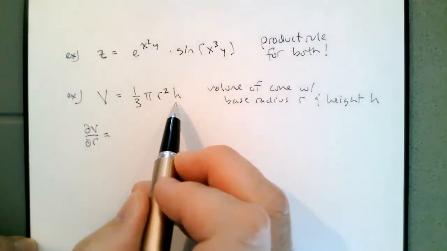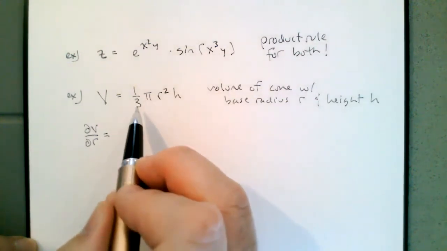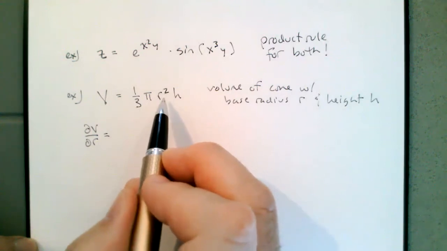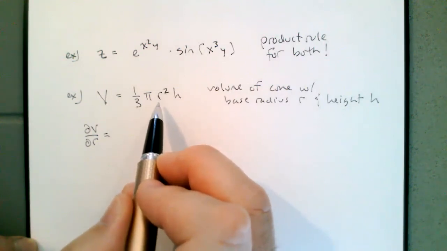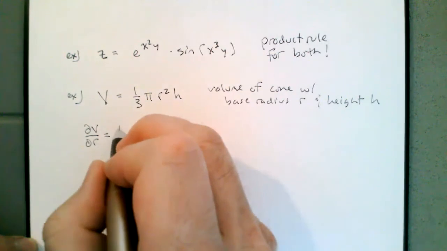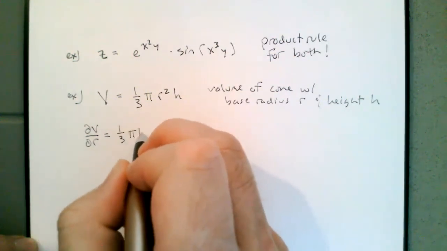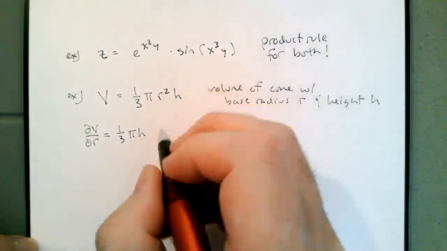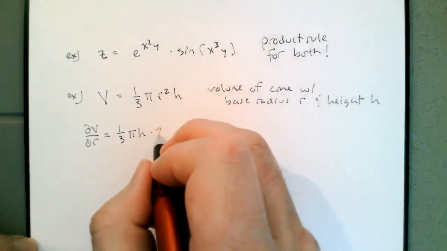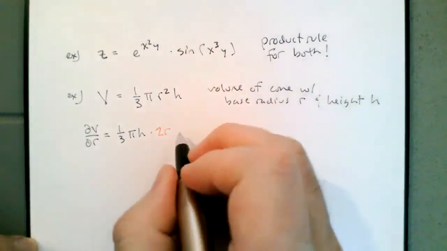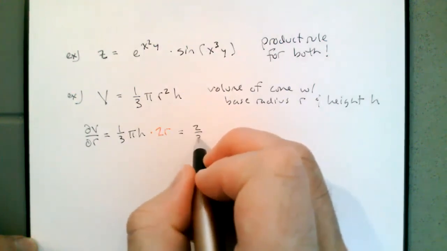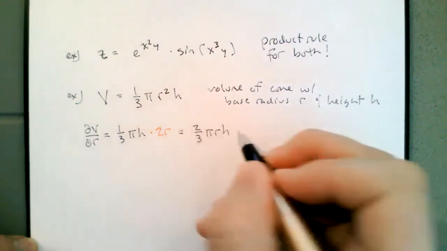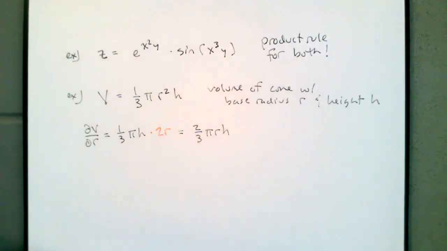H is a constant multiple, pi is a constant, 1/3 is a constant. So I'll just take the derivative of r squared, which is 2r. So the 1/3, pi and h are all constants, and the derivative of r squared is 2r. And we will write this as 2/3 pi r h. This will tell us how the volume is changing with respect to the radius.